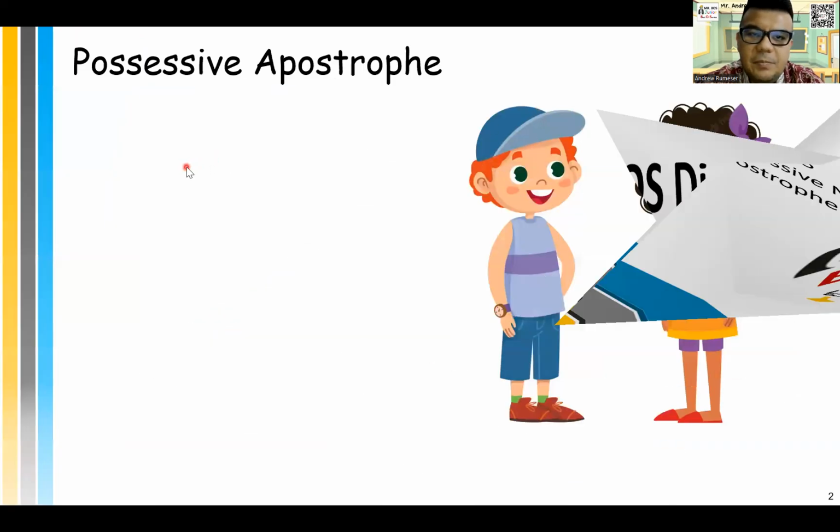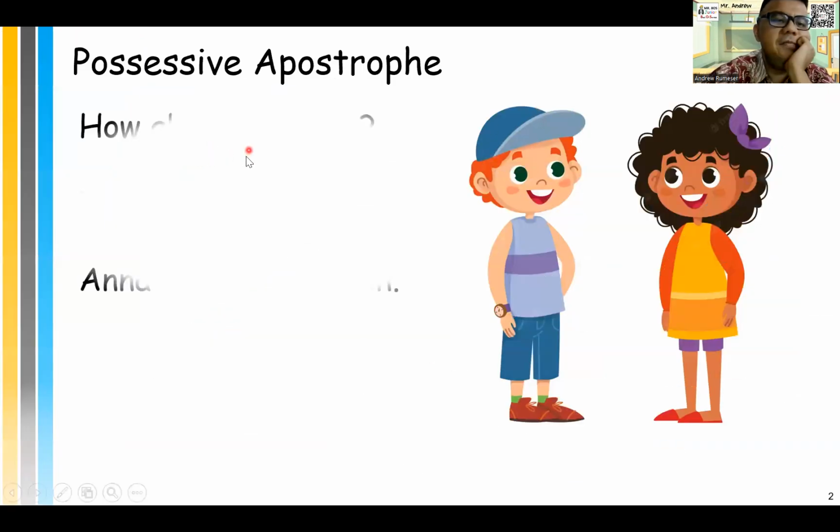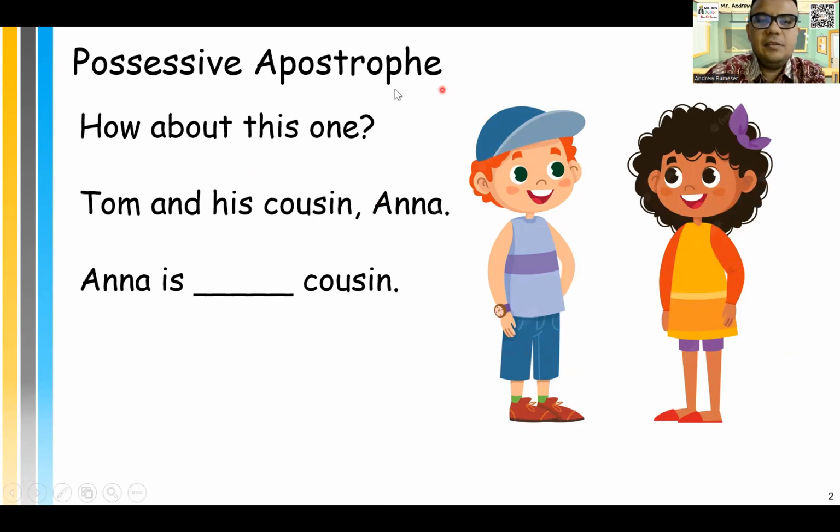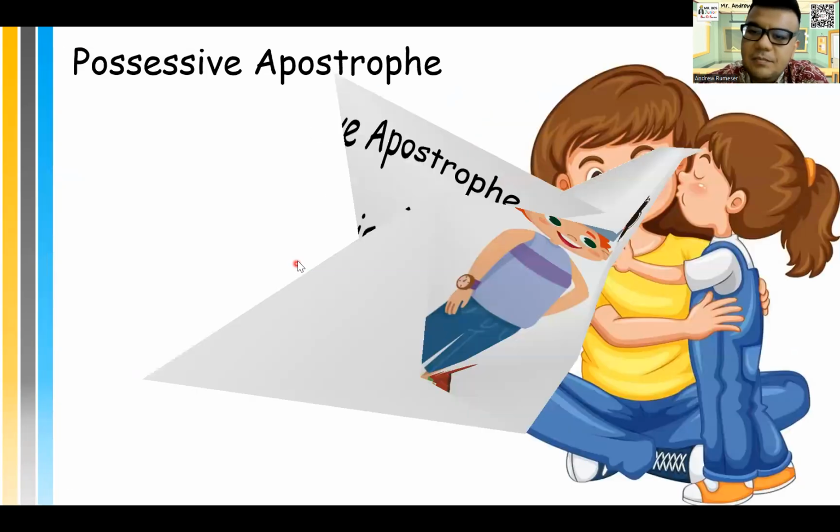Okay, so what is the possessive apostrophe? Possessive apostrophe is something that we use to talk about ownership. So who does it belong to, right? For example, how about this one? Tom and his cousin Anna. Anna is whose cousin? Tom's cousin, right? Tom's cousin.